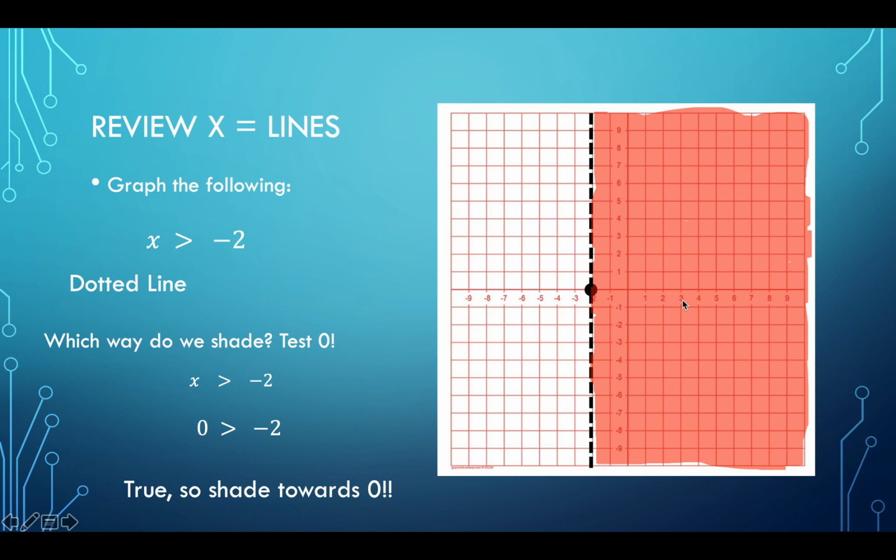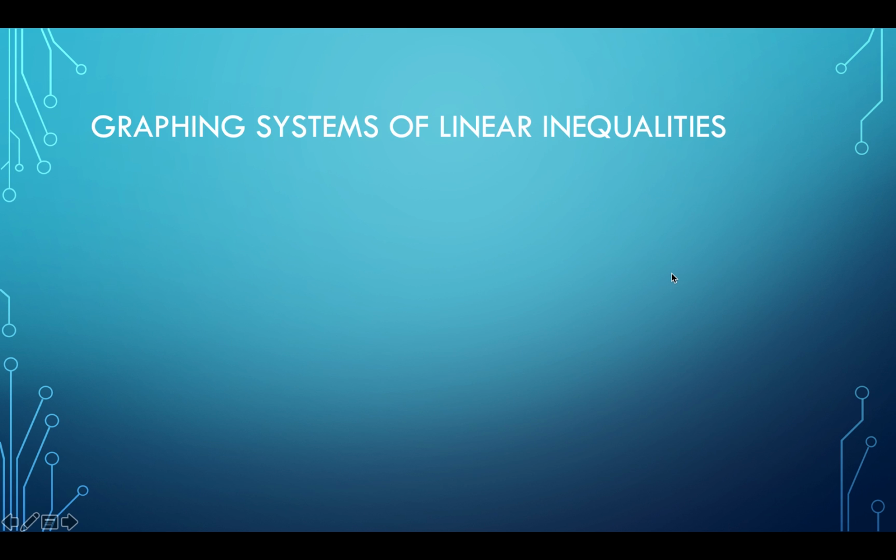If for some reason I decided to pick 3 as our point and filled in 3 for x, 3 is greater than negative 2. So that's why this one is shaded towards 0. Any number to the right of negative 2 is true.